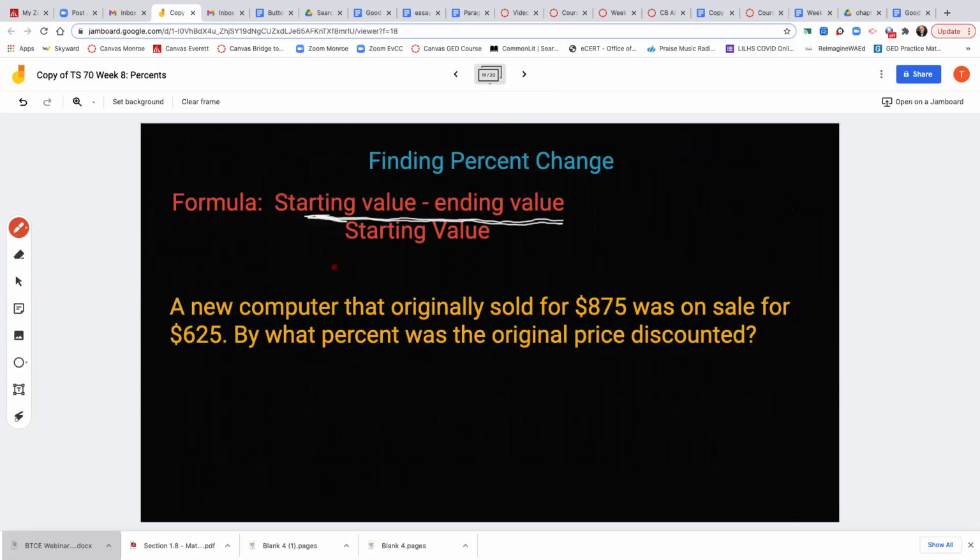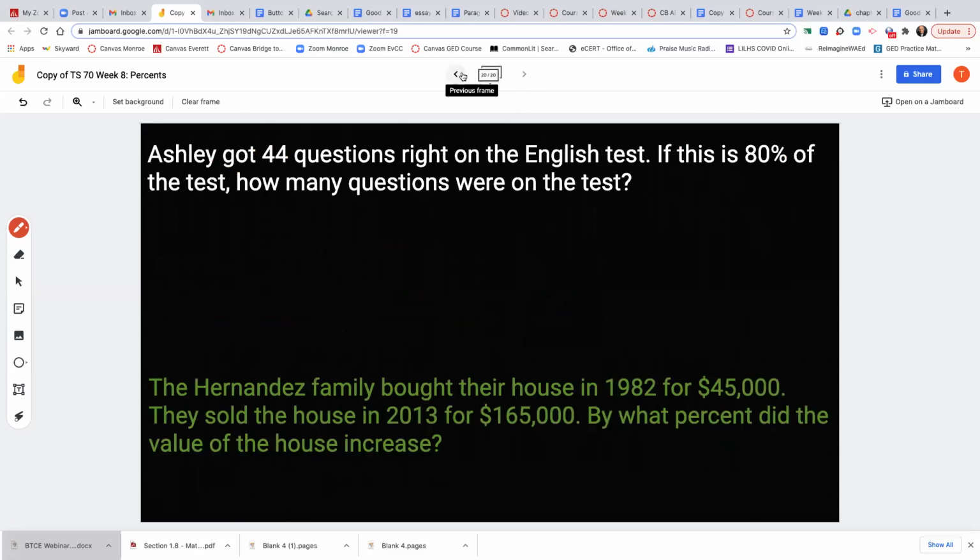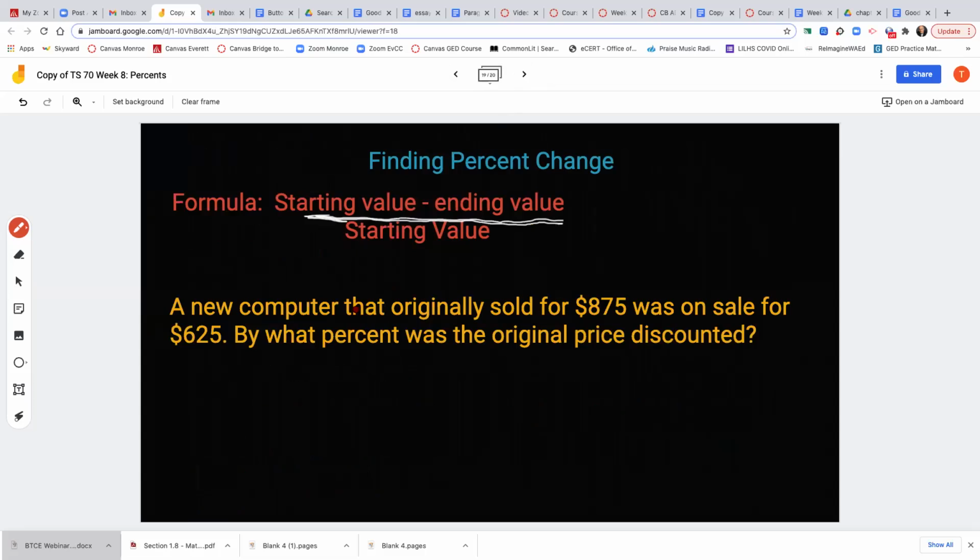All right, last concept. This is the last concept. Hang on a second. Yeah, it is. And I'm going to give you a minute to copy this slide down. So if the starting value was S and the ending value was E, okay? And then of course, this is S again, the starting value.